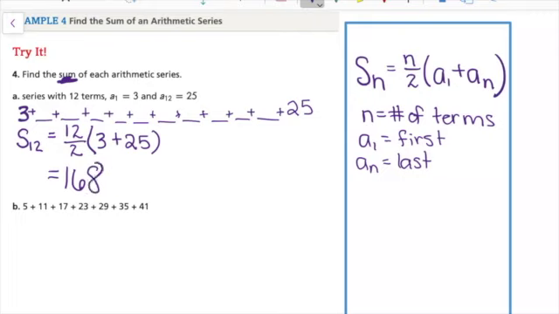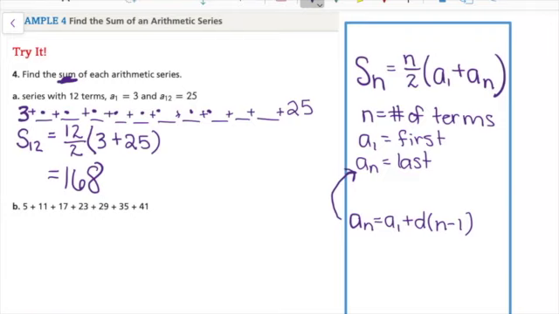That was much easier than actually having to figure out what numbers go in between here and add them up. Now sometimes, this is when it gets tricky, sometimes they give you the first number and they tell you how much it's increasing by, but they don't tell you the last number. So in that case, you would have to use this formula to find the last term and then plug it into there. So it becomes a two-step process.